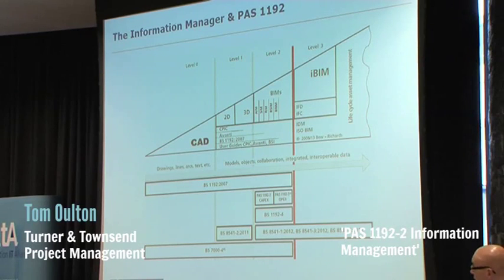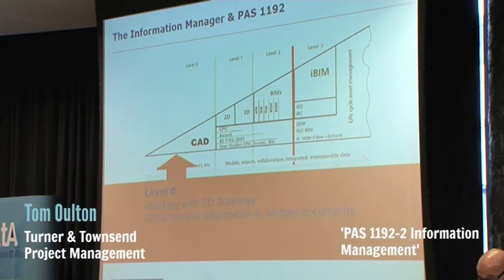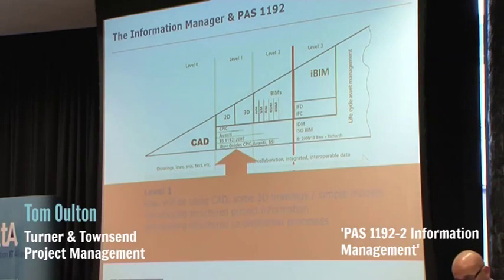But what is level 2? If we do a quick recap of the now famous Bew-Richards wedge and the levels. Level 0 is 2D drawings and other project information in written documents. So your spec might be in Word. It could be on the back of a fag packet. But this is kind of the traditional way that we've worked for a very long time, for hundreds of years in the construction industry. Level 1, which is where most of us have been for the past 20 years or so, and a lot of people are at now, where we're still using CAD, but there's some 3D drawings creeping in and some simple models.